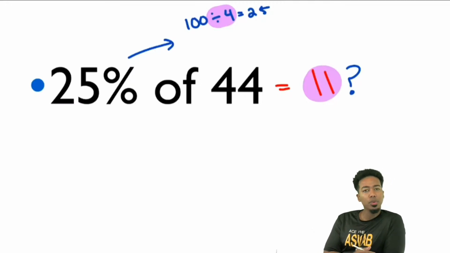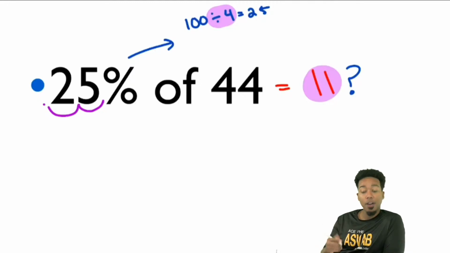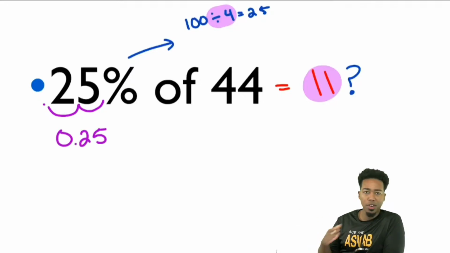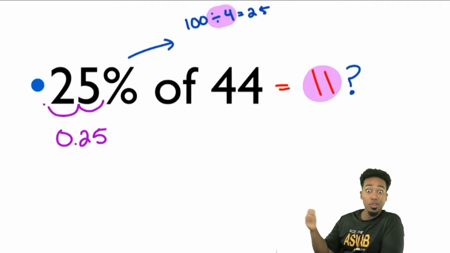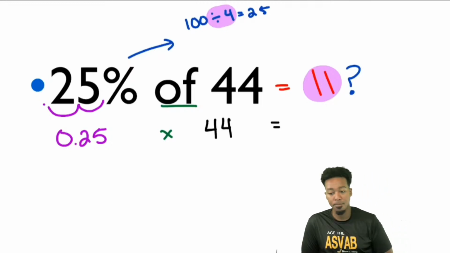Right, we're going to turn it into a decimal. Let's convert that thing. So 25%, we'll grab that decimal place right here. 1, 2 times to the left. So 25% turns into 0.25. I use a 0 so I know where the decimal is. And then next, the word of means multiply. And then we have the 44. Okay, there we have it.